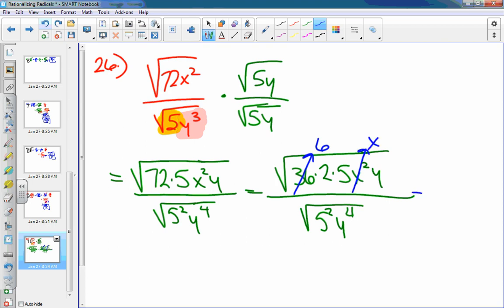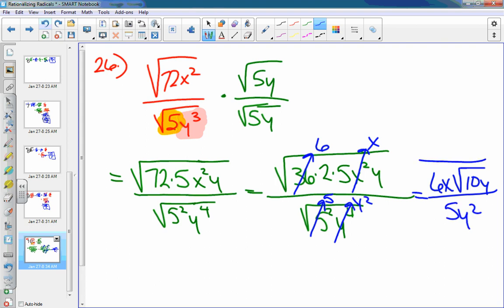So that leaves me with I can't do anything with the y. That leaves me with 6x square root of what? 2 times 5 times y gives me what? 10y. All over, what's the square root of 5 squared? What's the square root of y to the 4th? Y squared, all over 5y squared. Done.